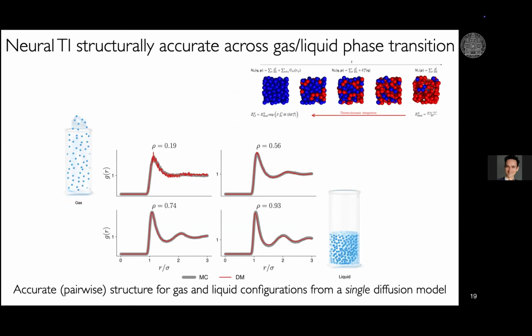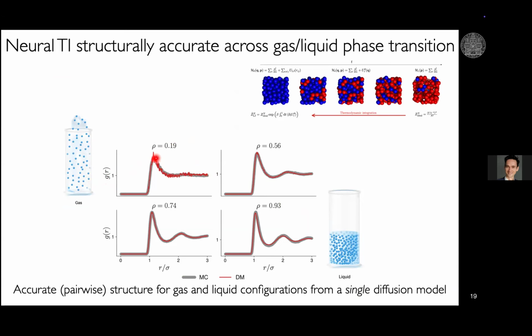So we can check for the structural accuracy. There are different ways to do this, but one simple way is to look at the pairwise statistics of what type of configurations they sample. That's called the radial distribution function, this g(r) here. And we can do this at different particle densities.